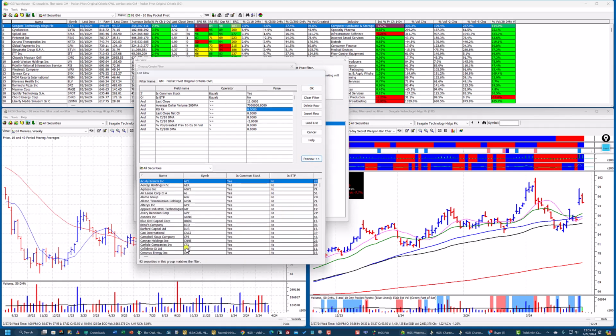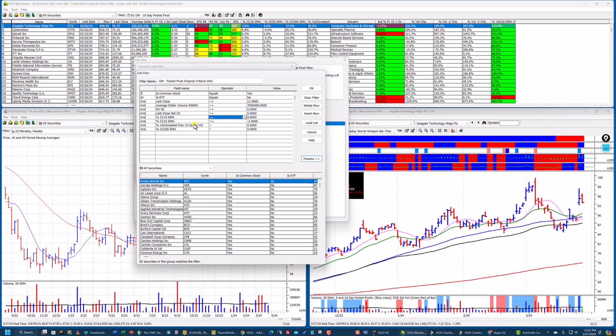If I click on preview now, there's 92. If I make this 80, it cuts it down to 47. But I'm just going to leave it at 0 for now. And you can do whatever you want on there. The change has to be greater than or equal to 0.